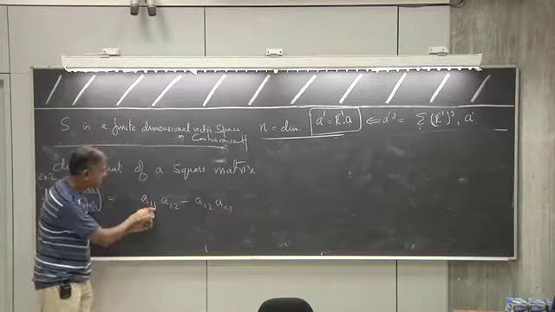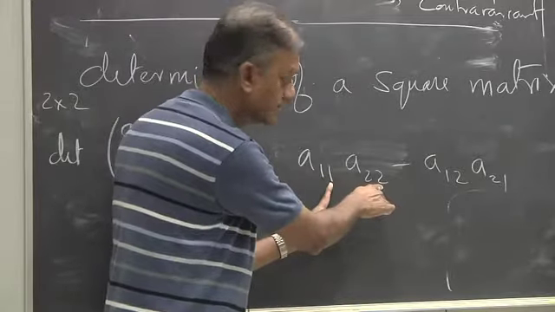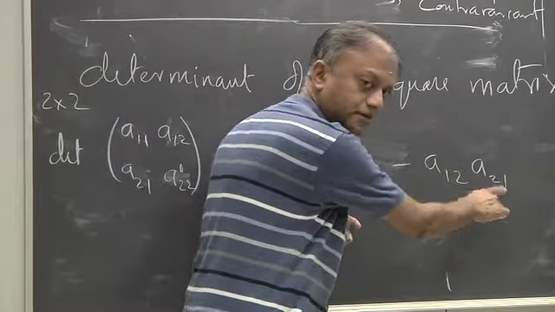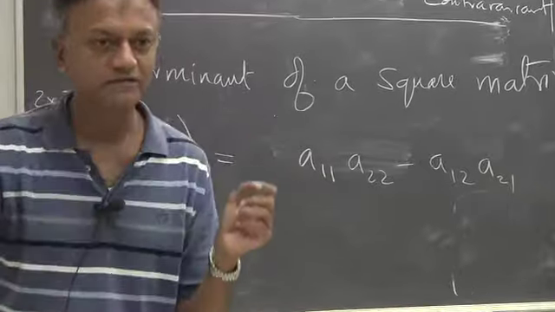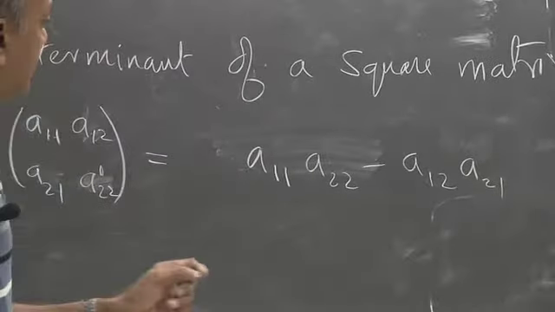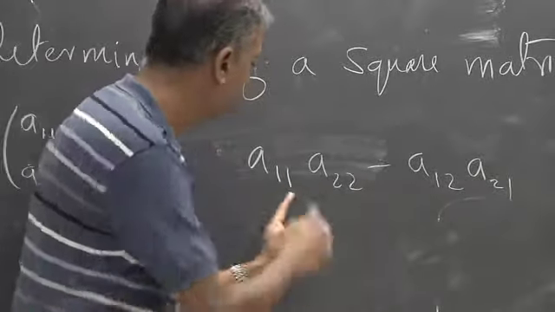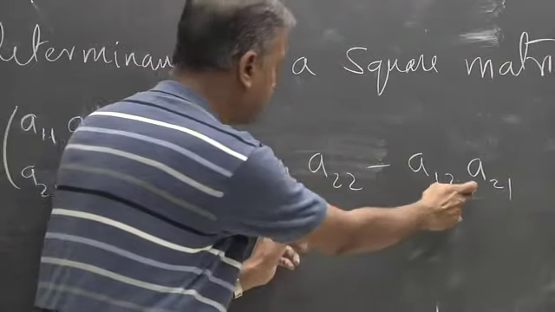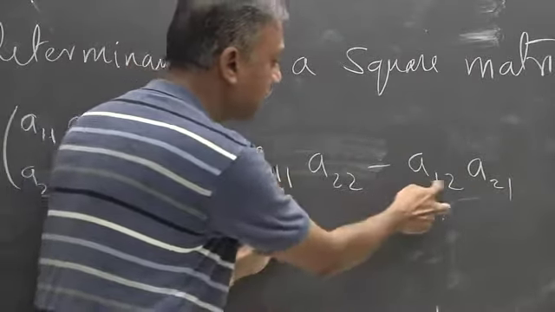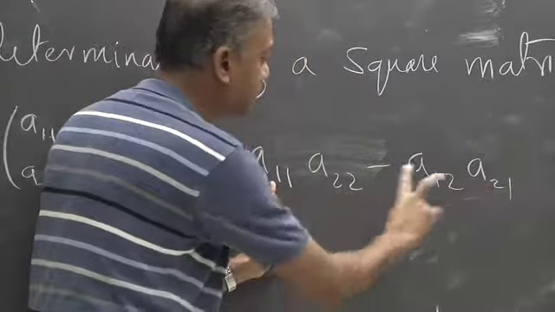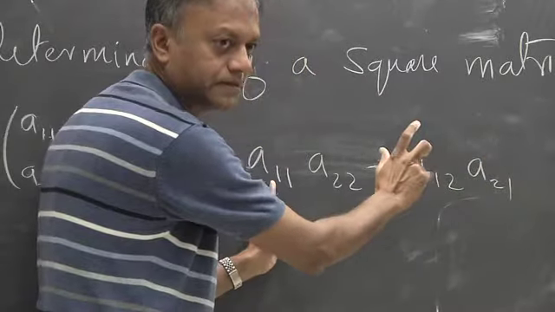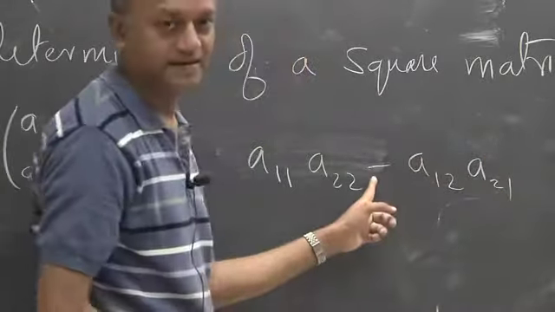Look at the column index. Here it is 1, that is 2. And in the other term it is 2 and 1. So they are all different. The row indices are all different, and the column indices are all different. And in fact, there is a relative sign. What is the difference between these two terms? The row indices are the same, 1, 2, but the column indices I have exchanged. And when I exchange the column indices, I put a minus sign.